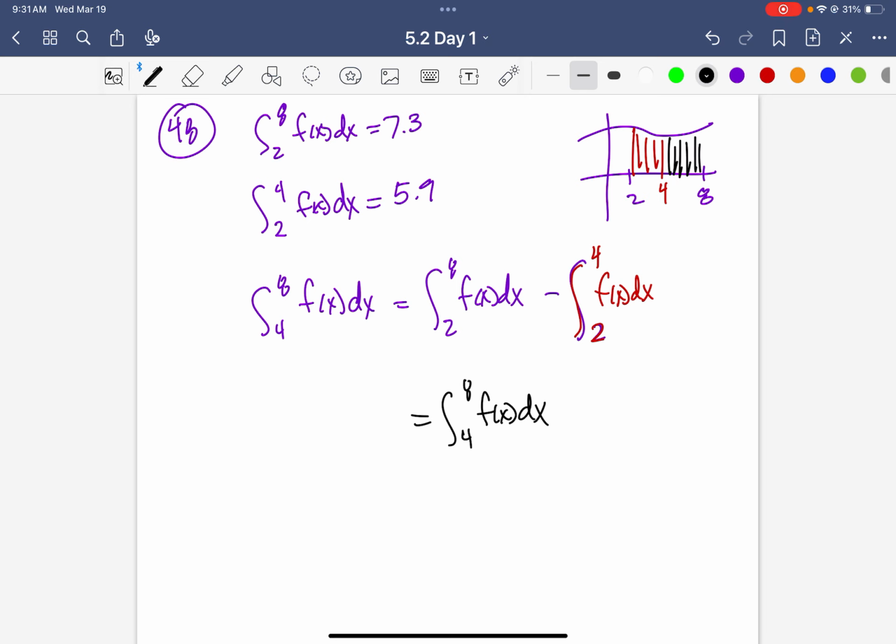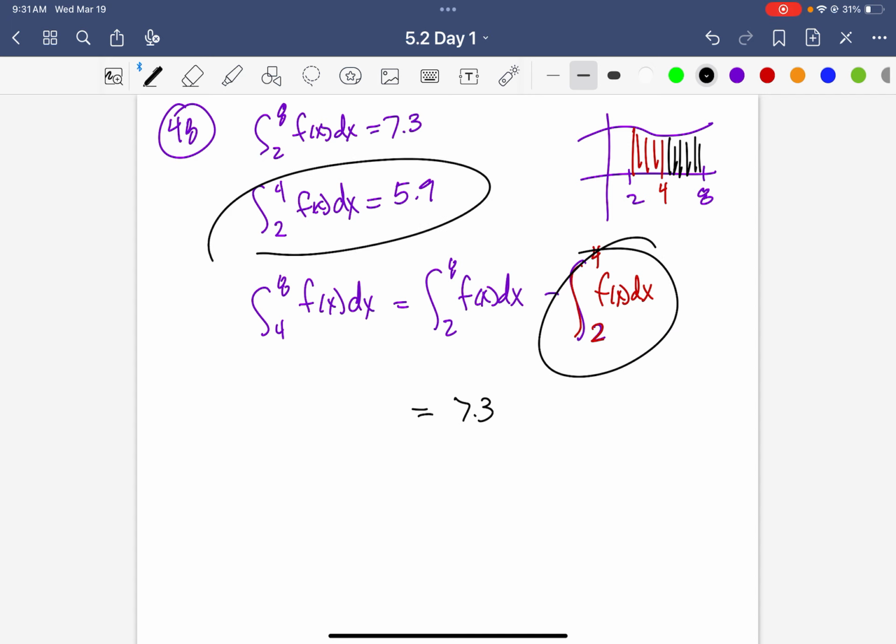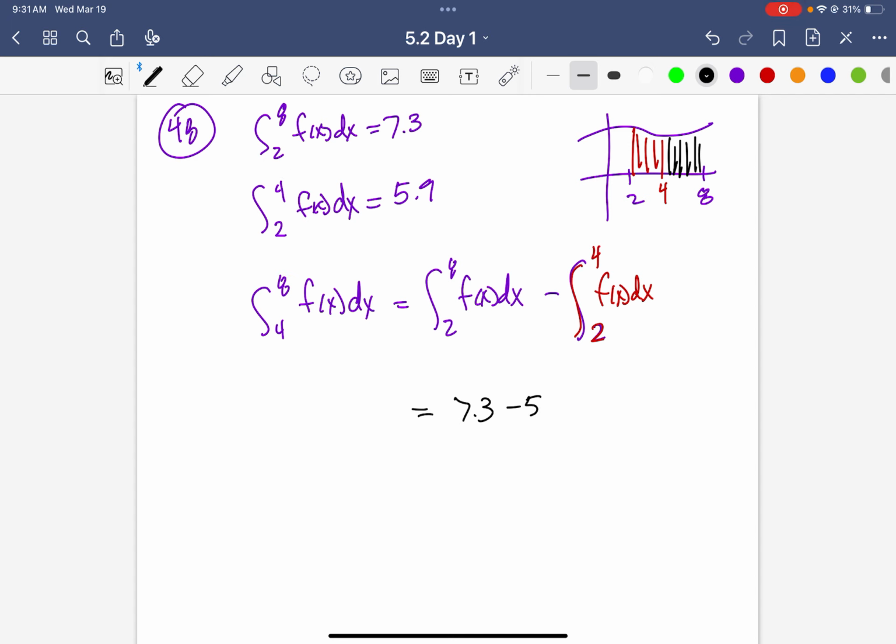Yeah? So they tell us that this is just equal to 7.3, and they tell us that this is just equal to 5.9, and that's your answer, yes? So if this was actually 6, this would be 1.3, but we're not taking away 6, so it's 1.4. We're taking off a tenth less.